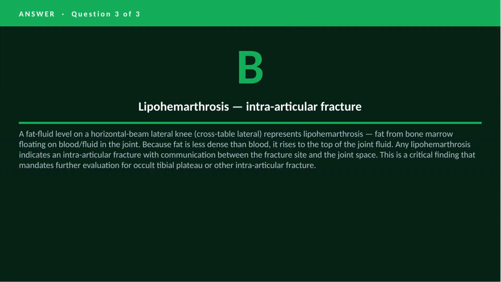The answer is B, lipohemarthrosis, indicating an intra-articular fracture. A horizontal fat fluid interface in the suprapatellar bursa on a cross-table lateral represents fat from bone marrow floating on blood in the joint. Because fat is less dense than blood, it rises to the top. This finding is only visible on a horizontal beam lateral, not on a standard lateral. Any lipohemarthrosis mandates further evaluation for occult tibial plateau or other intra-articular fracture.